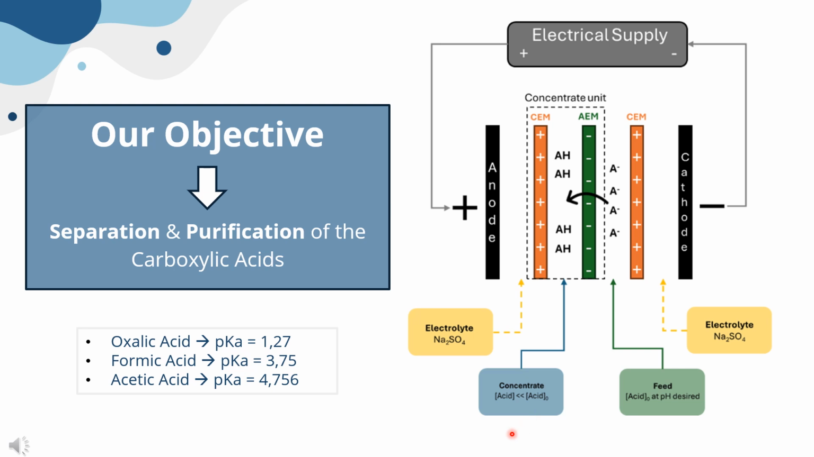The most important point here is that while working with a mixture of different carboxylic acids, we need to adjust the pH higher than the pKa of the acid that we need to ionize and separate from the mixture of acids.